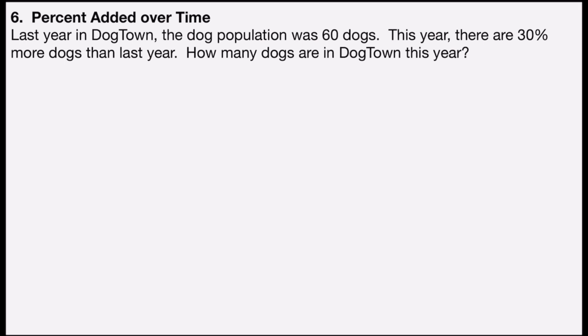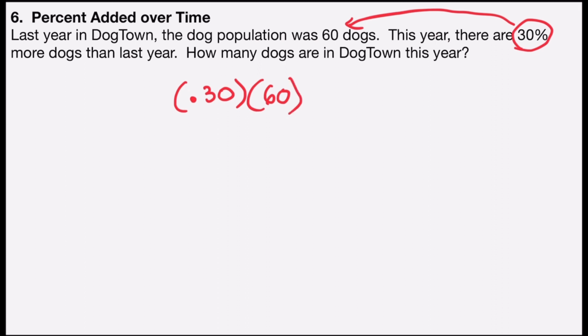So first, I'm going to have to find 30% of the original number of 60 dogs. Similar multiplication to what we've been doing in the other problems, I'm going to take 30% written as a decimal, 0.30, and multiply it by the original amount of 60 dogs. 0.30 times 60 is 18. So that means there's an increase of 18 dogs.